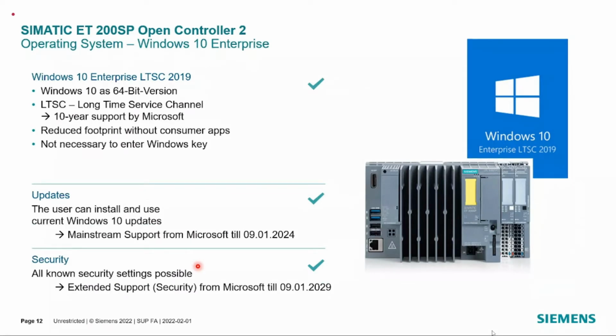Operating system is Windows 10 Enterprise, as already mentioned. But why is it highlighted? Because people may ask, I'm using Windows 10, how will I get support? Windows 10 64-bit is on the long-term servicing channel, so 10 years of support by Microsoft is provided. Another thing is the updates of Windows: current updates are available in mainstream form until 2024, and the known security updates are provided up to 2029. So you can imagine, if somebody is using this, Windows support is still available for such a long term.